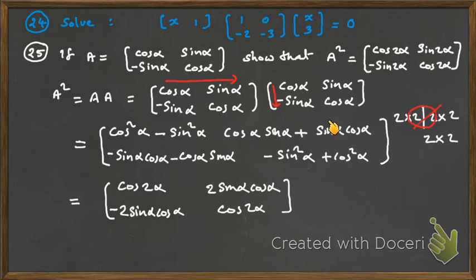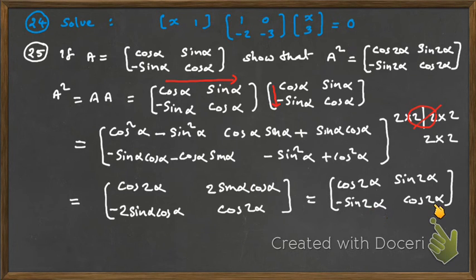At the same time, what I simplified here, 2 sin alpha cos alpha, will turn out to be sin 2 alpha, which will give me my answer. So cos 2 alpha, then this turns out to be sin 2 alpha. The next element has a minus sign, but it's sin 2 alpha, and the next one is cos 2 alpha. So that is the right hand side.